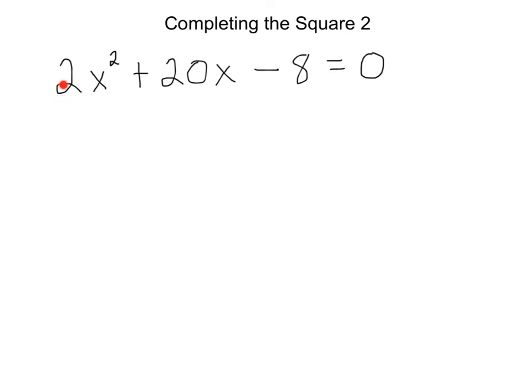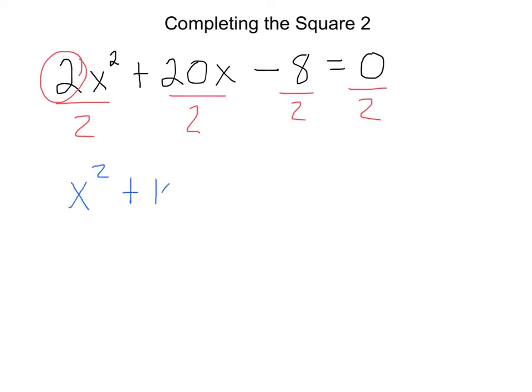So what can I do so that this right here is a 1? I can divide by 2 on everything. Whatever that number is, divide everything by it. So I'm going to divide this by 2, this by 2. I'm dividing everything in the problem by 2, because that's what the leading coefficient is. I want it to go away. And what you notice is 2 over 2 is 1, so we're making it into a 1. So I have x squared plus 10x minus 4 equals 0, don't I?